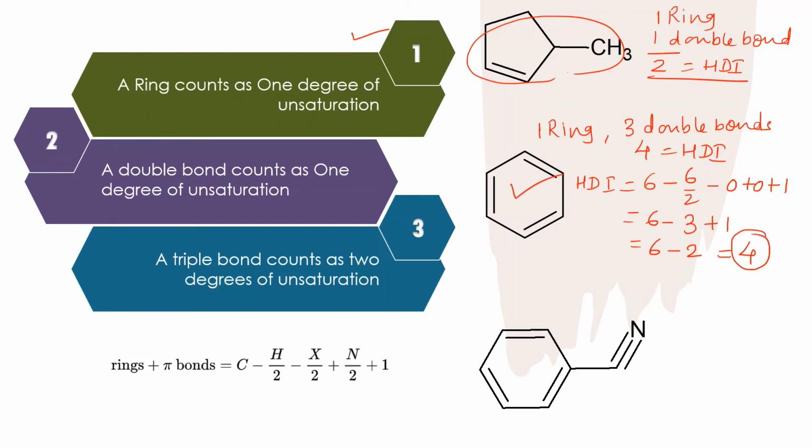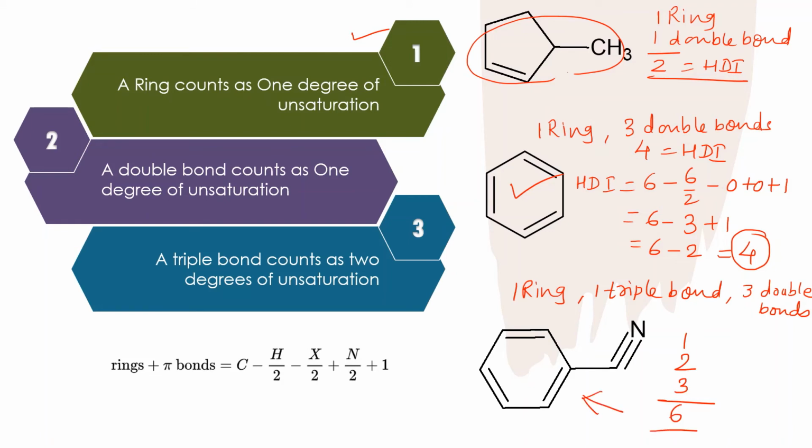Okay, let us try to predict for this particular structure. I can see one ring over here. I can see one triple bond over here, and I can see 3 double bonds. As per the rules we have learned, one ring counts as 1 HDI, one triple bond counts as 2 HDI, and each double bond counts as 1 HDI. So there are 3 double bonds, so 3 HDI. So 1 plus 2 plus 3, that is 6. So 6 is the HDI for this particular structure.